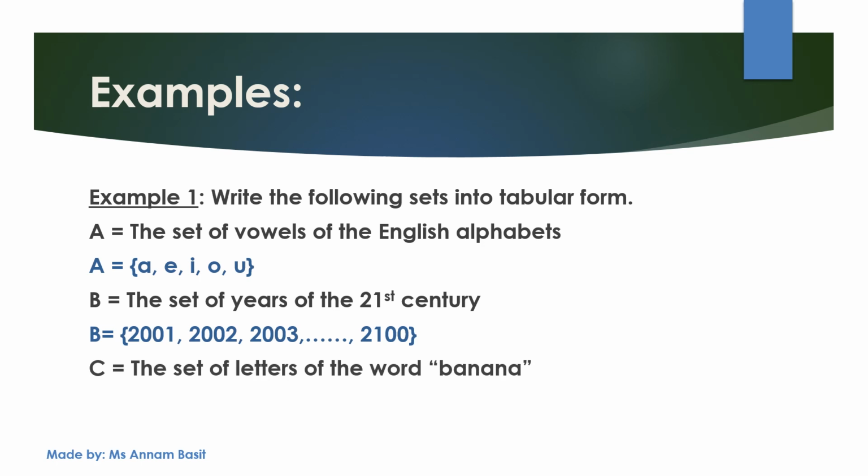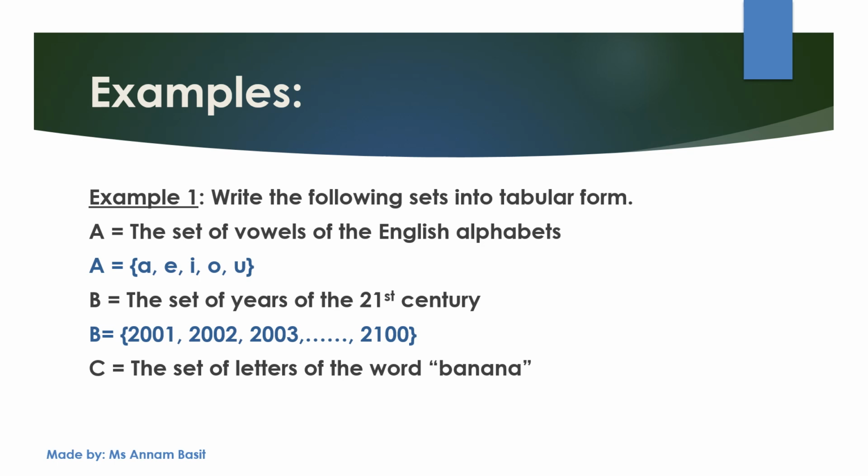Okay, so now let's look at the set C, the third set. C is equal to the set of letters of the word banana. So how are you going to write it? And you must know that it should be well defined and distinct. So distinct means no repetition of the letters. So how are you going to write it?